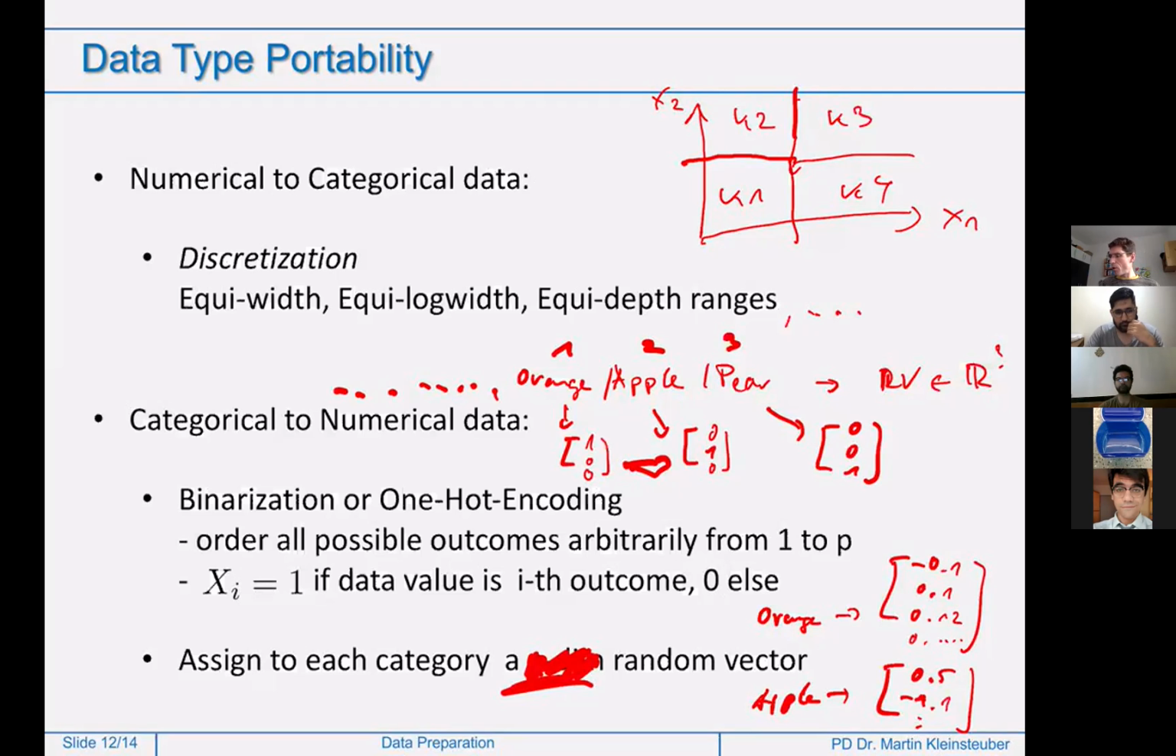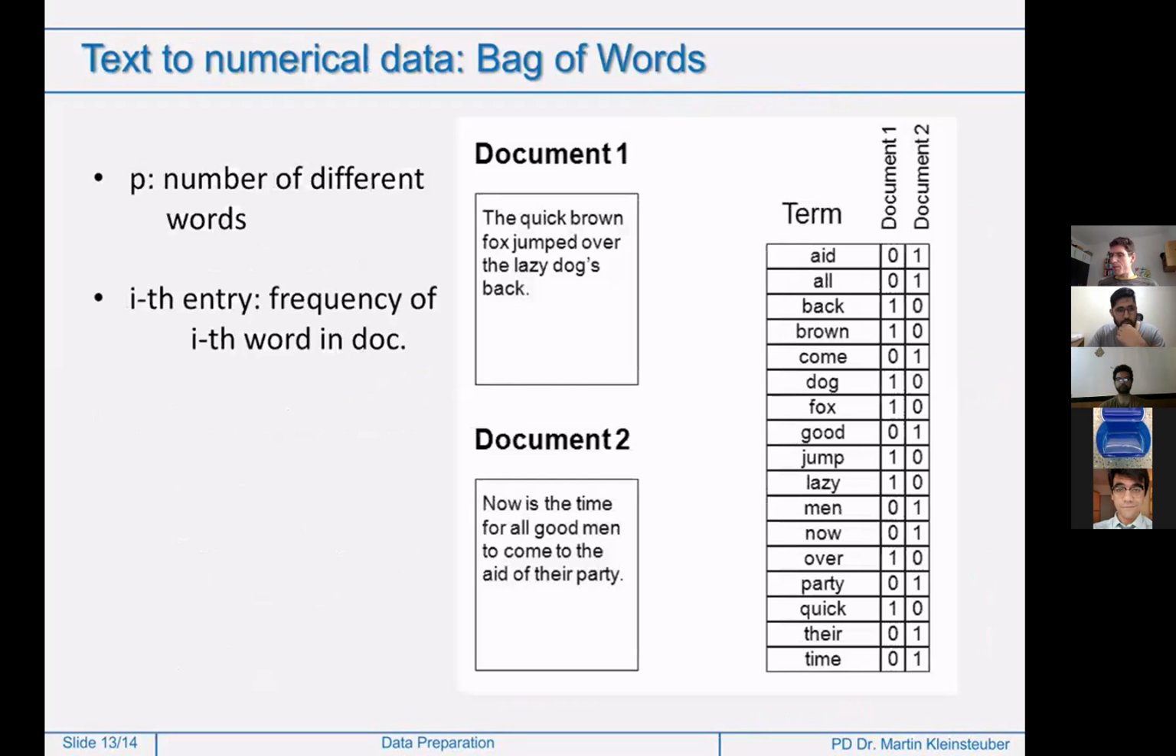Good. So the time is over. That's perfectly fine, because then we can hook in next time and see how we can model texts. We will go from text to numerical data and see the bag of words approach that helps us to quickly analyze text documents at one glance, and then that's it.